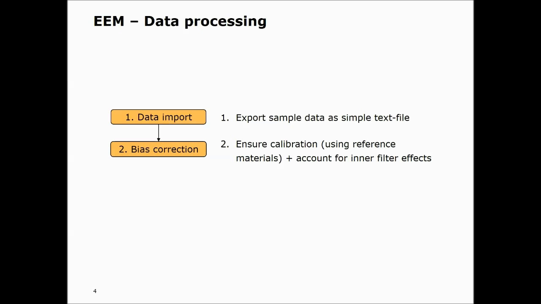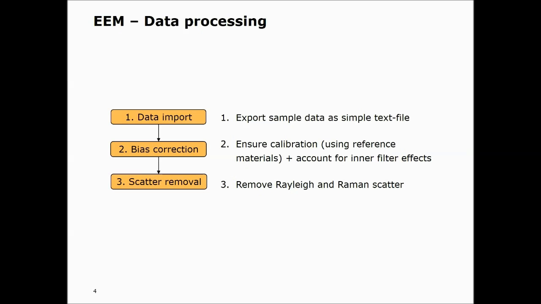Secondly, we need to ensure that we correct for biases that occur during the measurement of EEMs. So we need to ensure calibration using either reference materials such as quinine sulfate or other standard reference materials provided by NIST. And also we need to account for inner filter effects, so that is the reabsorption of light as a consequence of fluorescence.